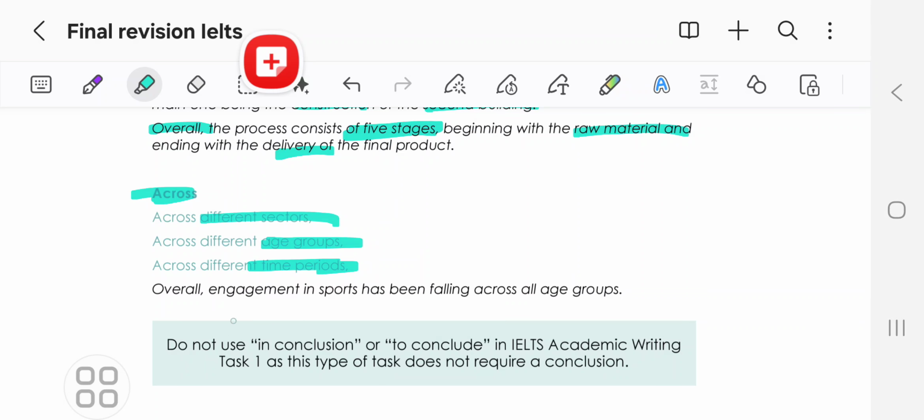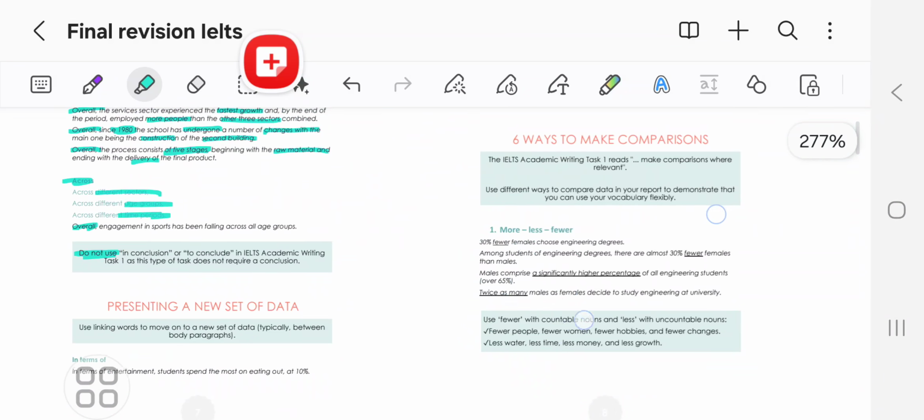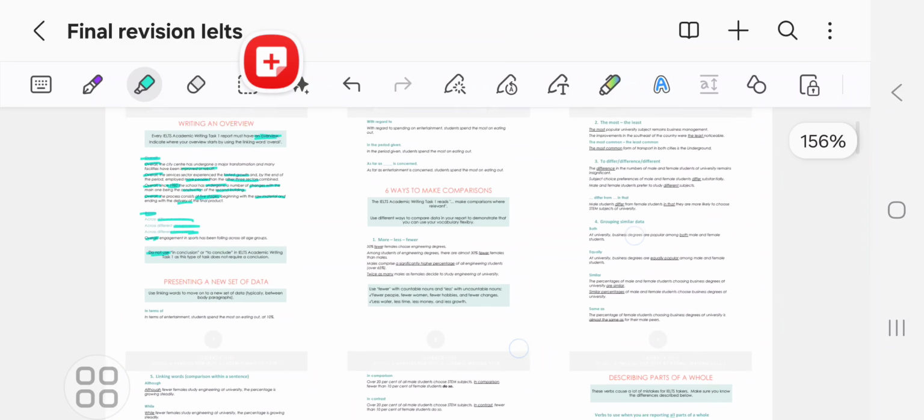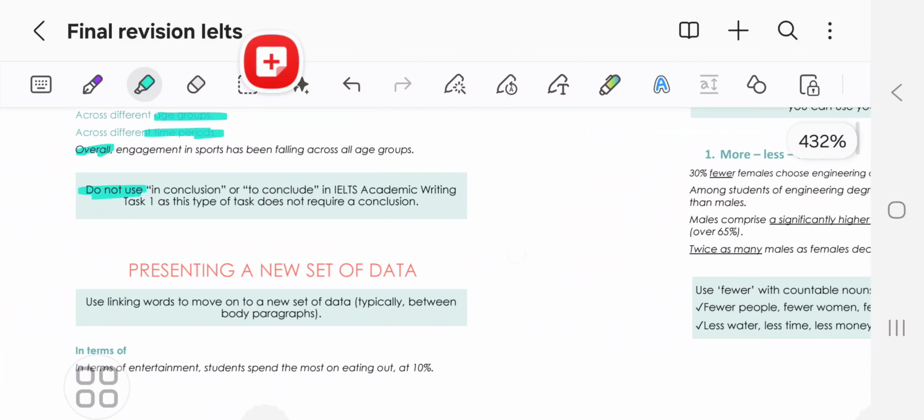Okay, so remember, overall you have to use it, across you have to use it, and never ever use conclusion here. That's very important. Okay, just remember that. You cannot use conclusion there. Let's just keep that in mind.